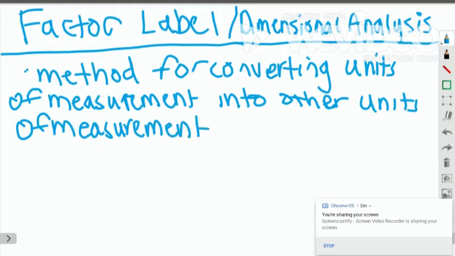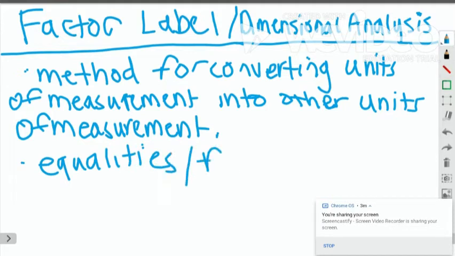So I think on the previous mole worksheet, I asked if you remembered how we would convert from inches to feet or something like that. This process of converting inches to feet we would do with something like this factor label method. So if you need to pause this video to get this definition, it's a method for converting units of measurement into other units of measurement. And this is going to use equalities or fractions.